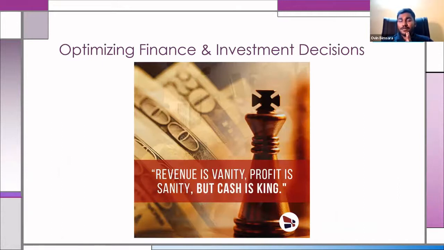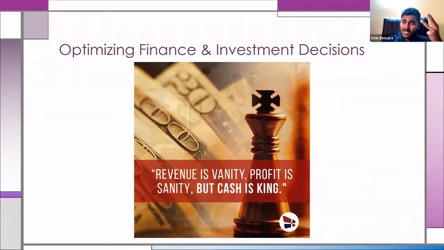When it comes to optimizing finance and investment decisions, there is this well-known quote: revenue is vanity, profit is sanity, but cash is king. Remember always, in simple terms, profit is cool. It's good to have a big profit figure at the end of your income statement. But you know for a fact, profit is a manipulative figure because there are so many non-cash transactions included in the financial statement. For example, depreciation, amortization, and accrued expenses and accrued income.